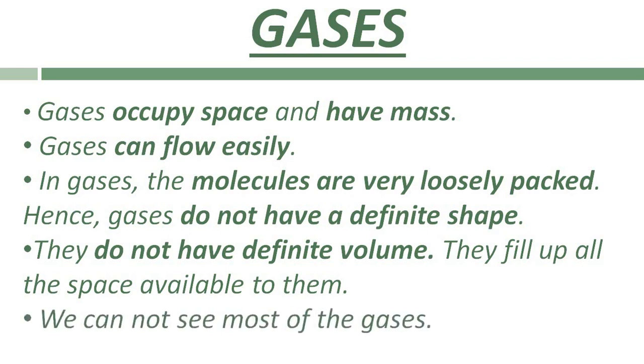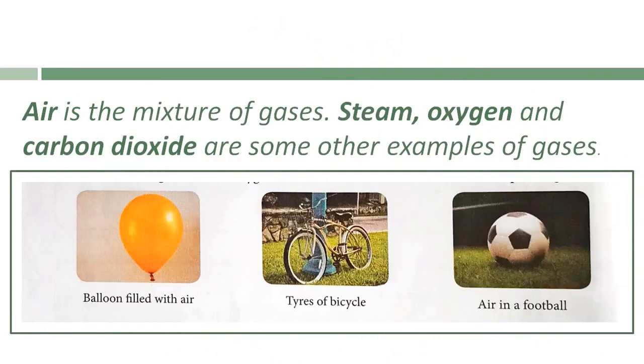We cannot see most gases, like air. Air is an example of gases. It is a mixture of gases. You cannot see air, but you can feel it. Most gases cannot be seen. Air is a mixture of gases. It contains carbon dioxide, oxygen, nitrogen, and many other gases.